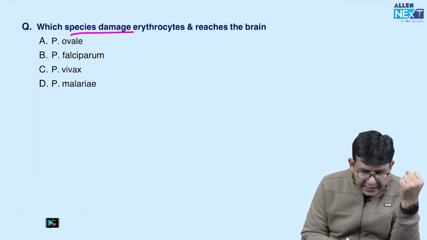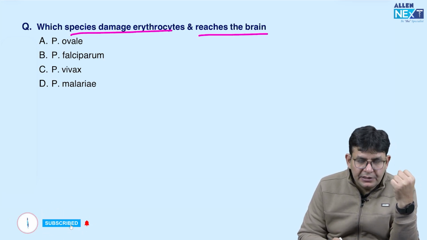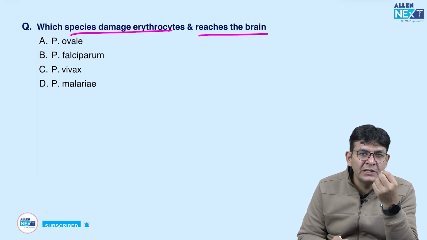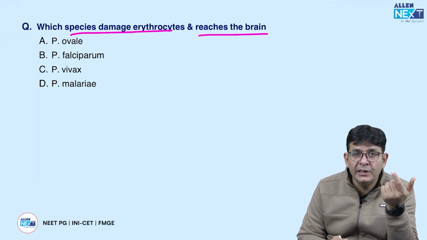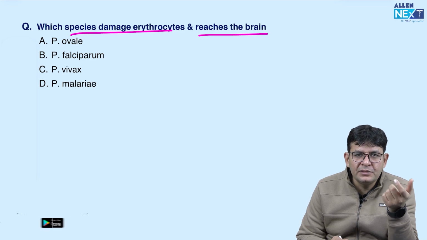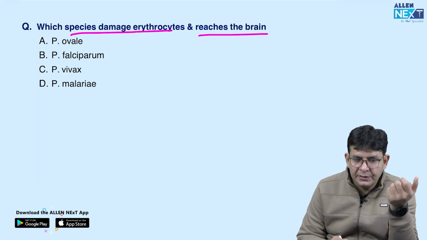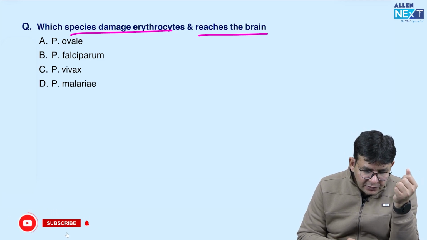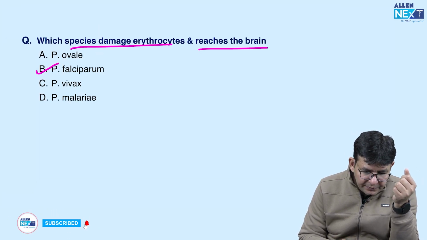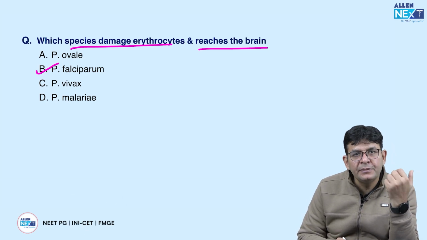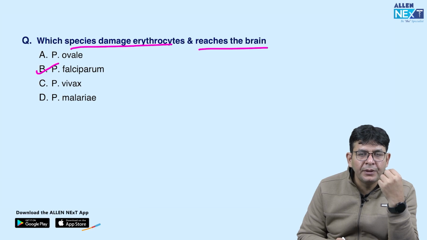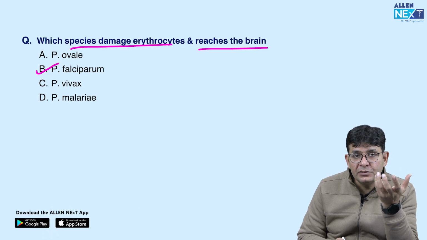Which species damage the erythrocytes and reaches the brain? Okay, so basically it wants to ask for cerebral malaria, if at all the question was asked this way. And I suppose this is not the real language of the question. The question language must be different. And obviously the answer is Plasmodium falciparum, because Plasmodium falciparum leads to cerebral malaria.